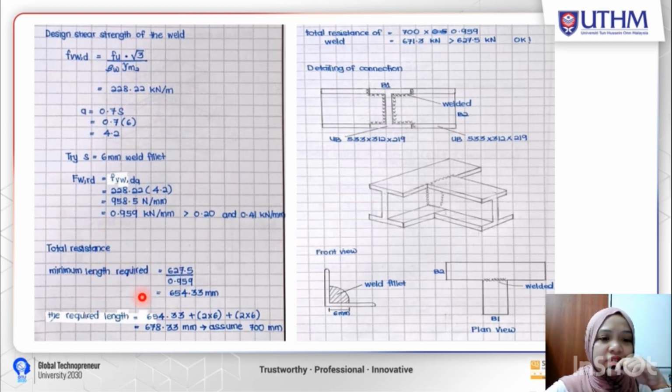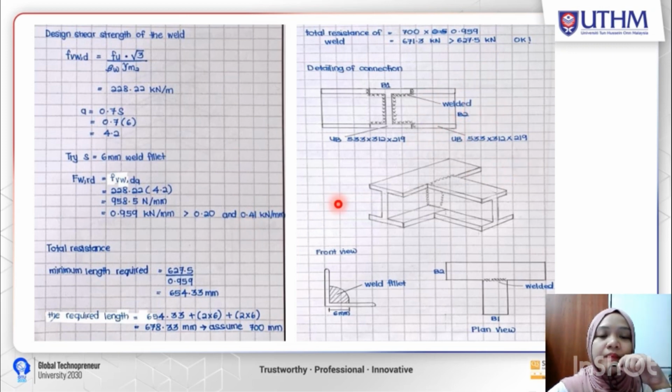And next, for the total resistance, the minimum length required that we calculate is 654.33 mm, and the required length is 678.33 mm, but we assume the length to be 700 mm. And the total resistance of weld would be the required length times by the FWRD that we get just now. Therefore, it will be 671.3 kN, and it is bigger than 627.5 kN.